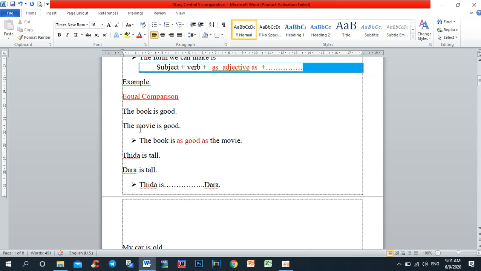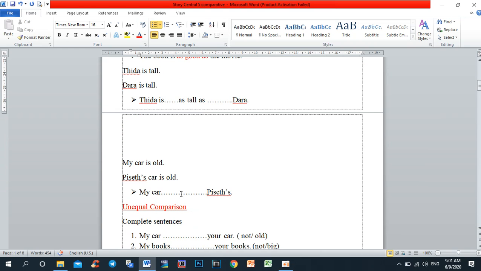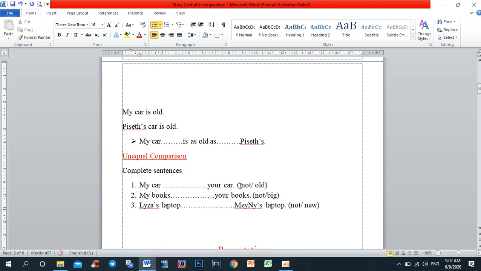The book is good, the movie is good, so the answer is: the book is as good as the movie. Tida is tall, Dara is tall, so Tida is as tall as Dara. Okay, one more here. My car is old, Bizet's car is old, so my car is as old as Bizet's. Yes, okay. Now move to unequal comparisons.